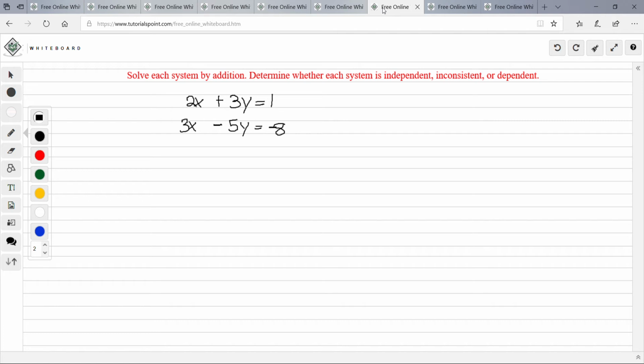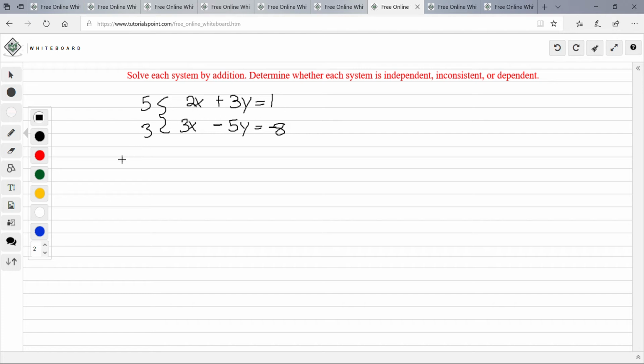So what elimination is, you're just getting rid of the x's or y's, right? So over here, which one do you want to get rid of, the x or the y's? I want to get rid of the y's. So I'm going to multiply the top by 5 and the bottom by 3. So we're going to multiply the whole system by 5.